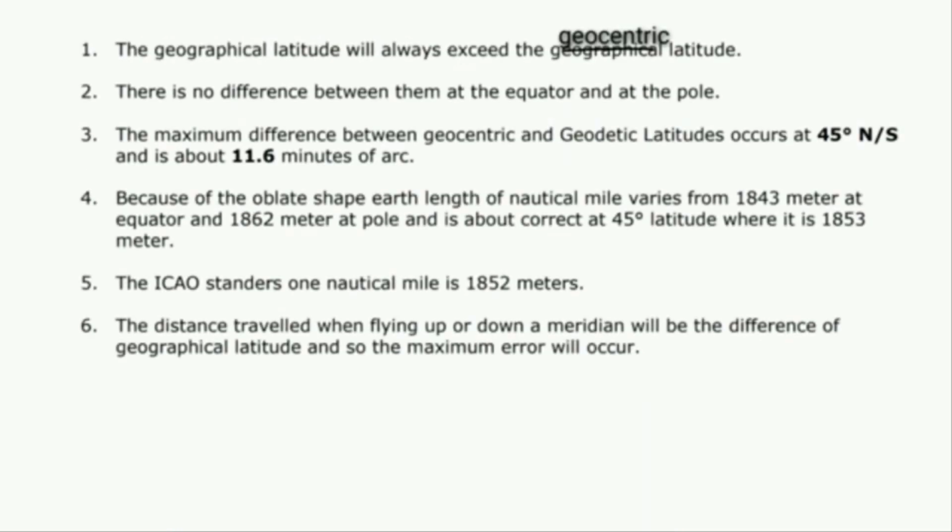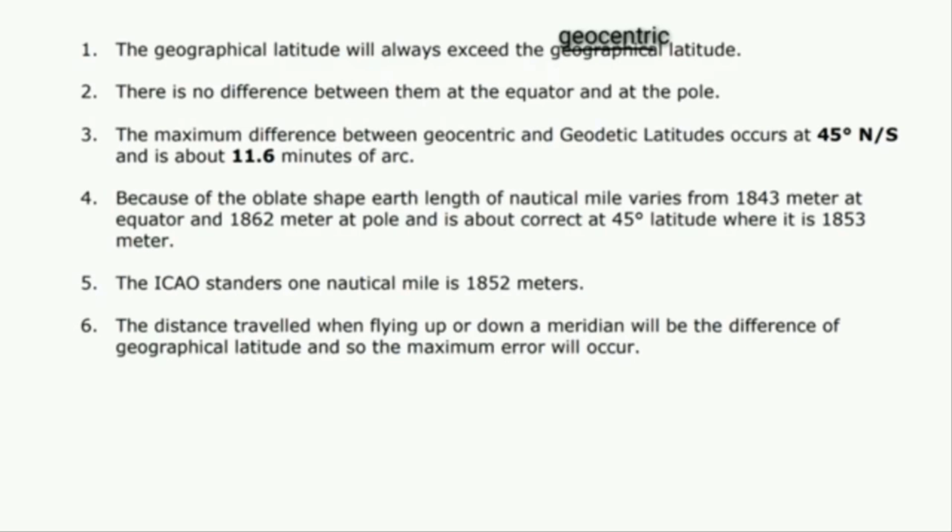Point number 1. The geographical latitude will always exceed the geocentric latitude. There is no difference between them at the equator and at the pole. The maximum difference between geocentric and geodetic latitude occurs at 45 degree north or south and is about 11.6 minutes of arc. This is very important for DGCA exam.